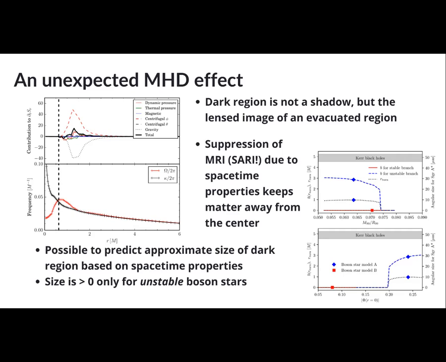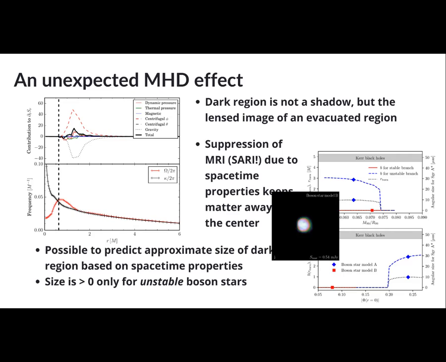And to confirm this, we repeated the GRMHD simulation, but with a boson star on the stable branch of the family, for which no dark region is predicted. Not surprisingly, but nicely, we found that for this case, indeed, there is no central brightness depression. It looks like a bright dot.